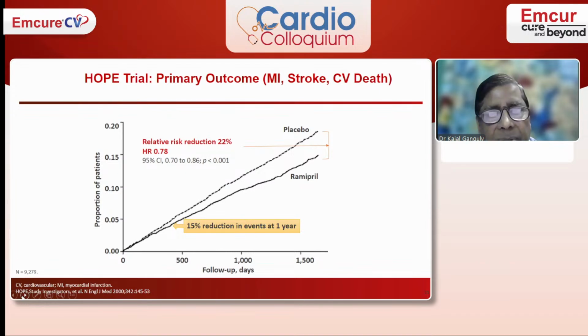So that showed this reduction in the event after 1 year with ramipril in high-risk patients. It was very, very encouraging. See, relative 22% reduction in the event at 1 year. That is the MI, stroke, and CV death, the primary outcome. Next.